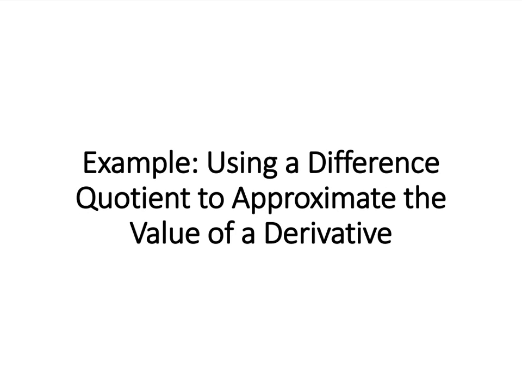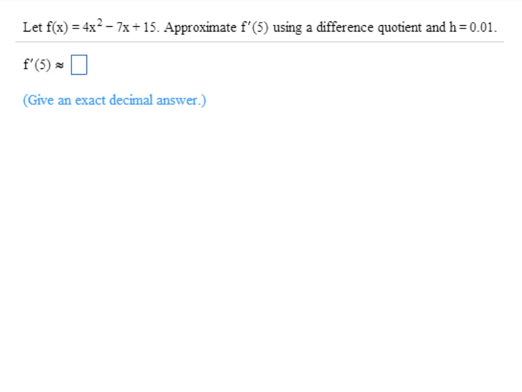In this video, we'll see how to use a difference quotient to approximate the value of a derivative. Here's the problem we'll be working on. We're given a function, 4x squared minus 7x plus 15, and we're asked to approximate f prime of 5 using a difference quotient and h equals 0.01.